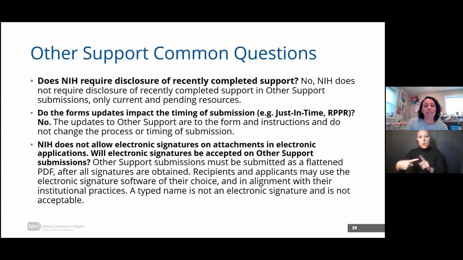And then lastly, regarding the electronic signatures, as I stated earlier, other support submissions must come in as a flattened PDF after all the signatures are obtained. The recipients and applicants can use whichever electronic signature software their institution chooses to use in accordance with their policies. Simply typing a name is not an electronic signature, and that would not be acceptable. And again, as I mentioned before, the recipient and applicant institutions are expected to maintain the original electronic signature on their end so that if NIH ever needs to request that information, it can be made available.